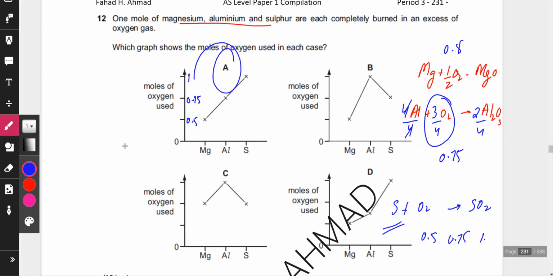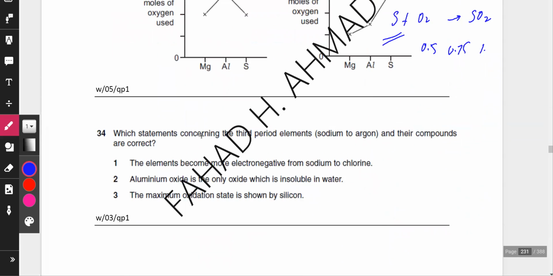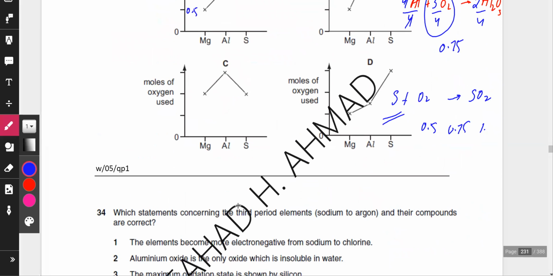Is this clear as well? Zabe, is this clear? Yes, sir. Okay. Yes, sir.